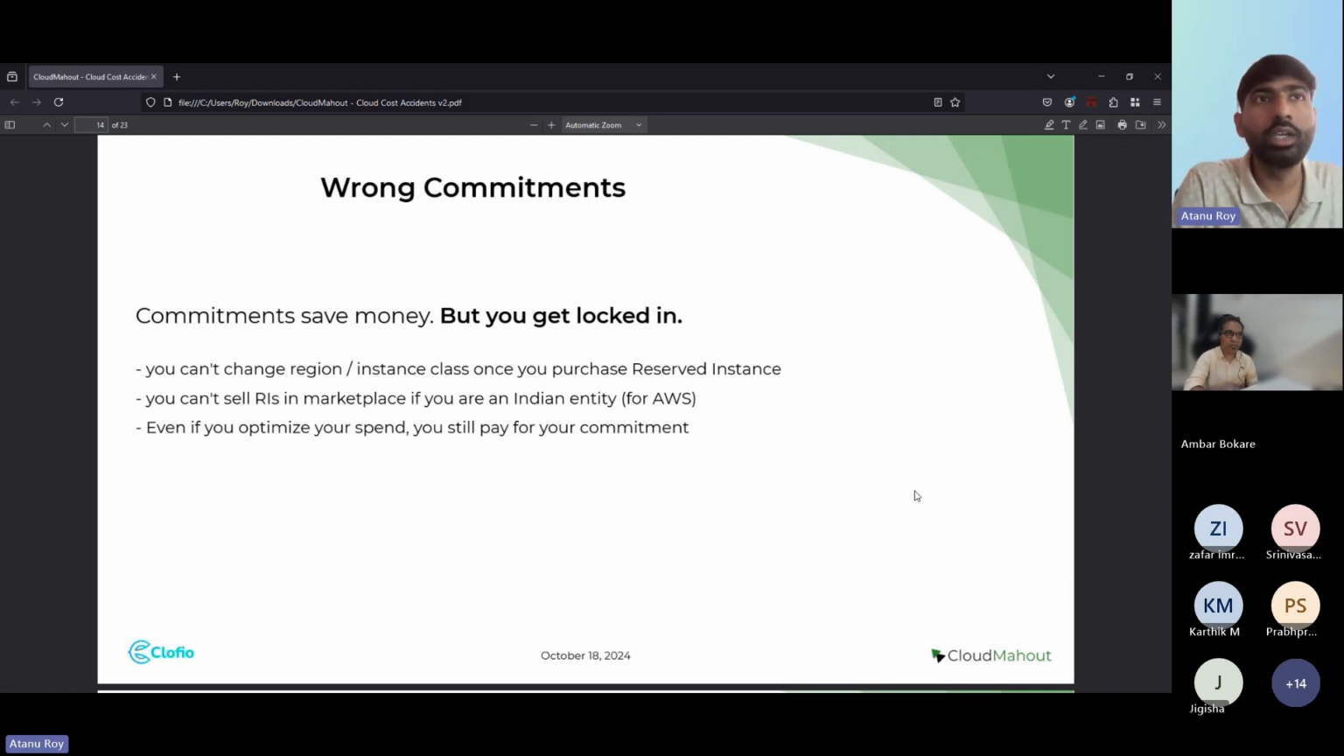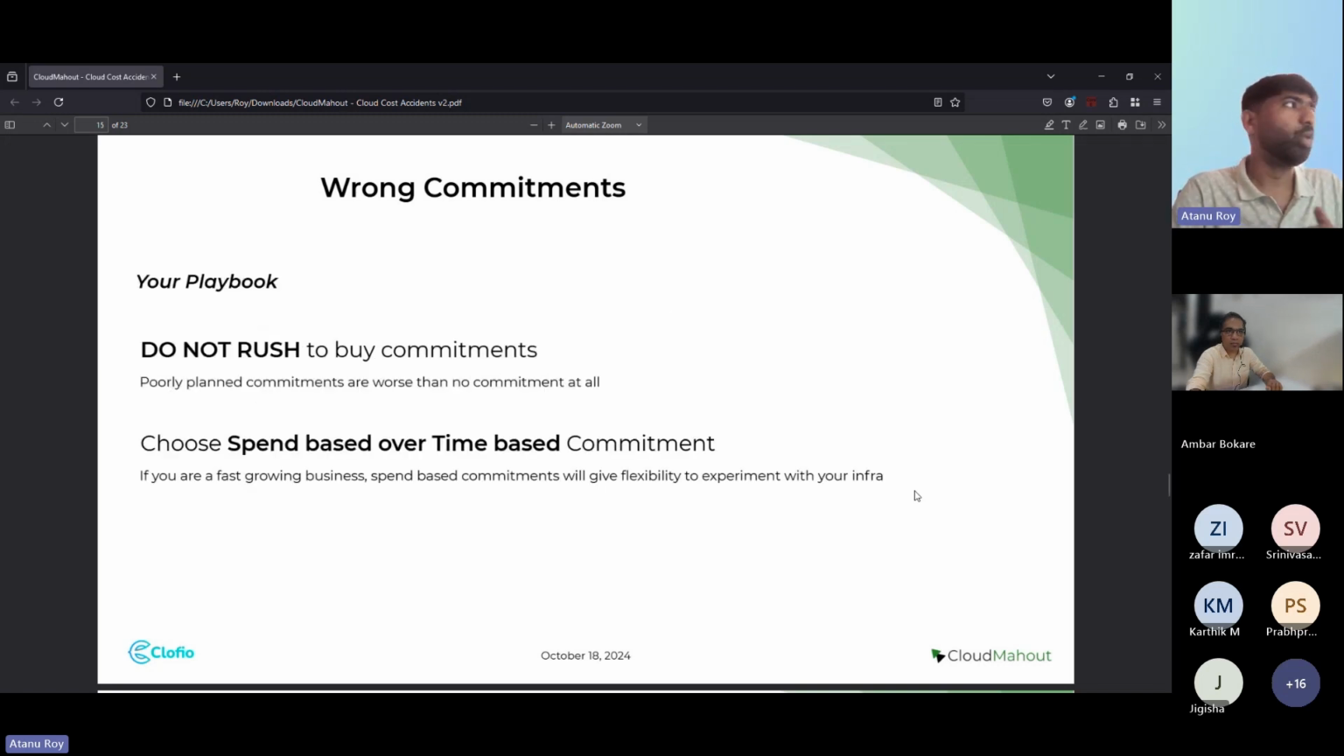One other very important fact is that in the US market, if you are a US entity, there is a way of reselling your commitments in the secondary market, right? You can basically bid for it and sell it. But for us, the entities registered in India who are part of the AWS Indian entity, you cannot participate in that sale, right? Let's take a look at what your playbook is here.